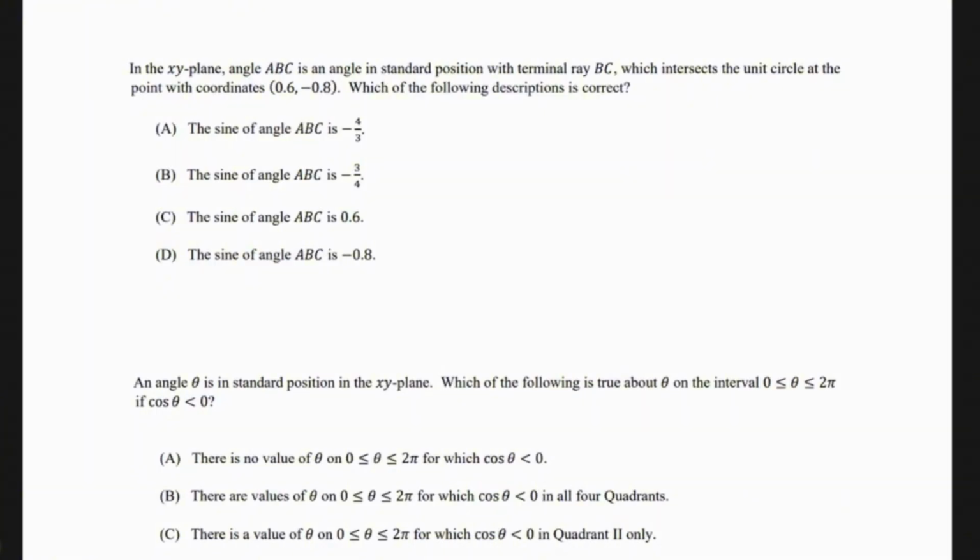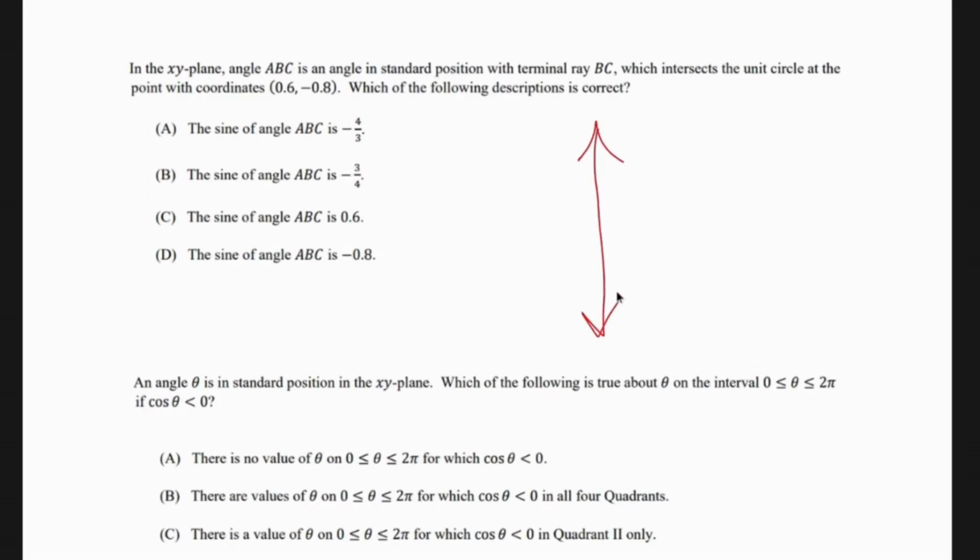Ugly problems at the end. In the xy plane, angle ABC is an angle in standard position with terminal ray BC, which intersects the unit circle at the point with coordinates 0.6, negative 0.8. Which of the following descriptions is correct?